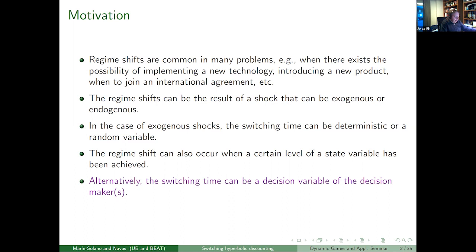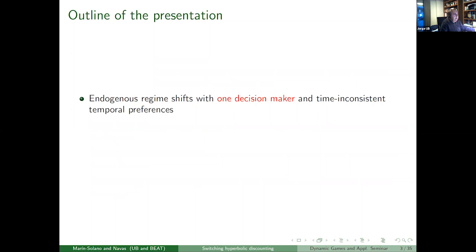With this in mind, the outline of the presentation will be the following. I will first survey some results on endogenous regime shifts with one decision maker and time inconsistent temporal preferences. Here I will mention results from a paper that we did last year with Carlos Mañó, Jesús Marín and myself. It's a paper that was published in a special number of Mathematics, coordinated by Ekaterina Gromova. And also in this part, I will review a bit the whole setting of non-constant discounting, just in case someone in the audience is not used to this framework.